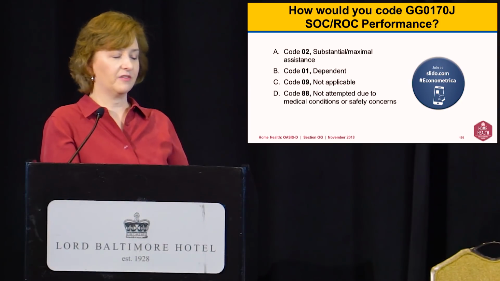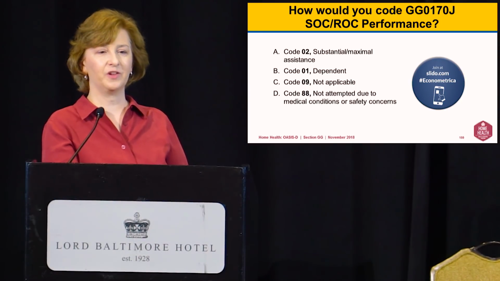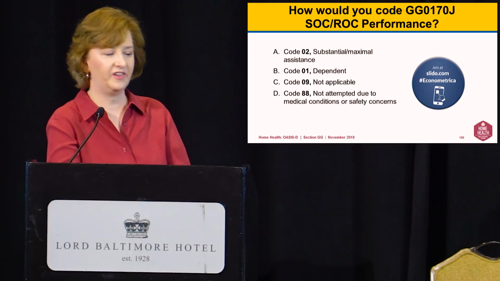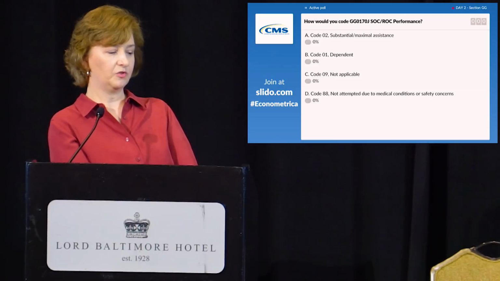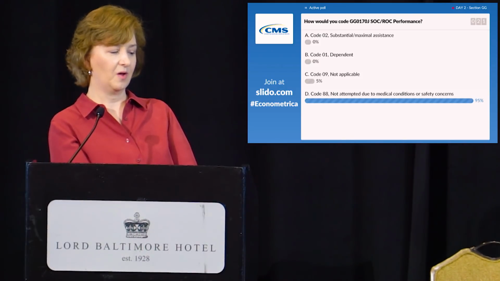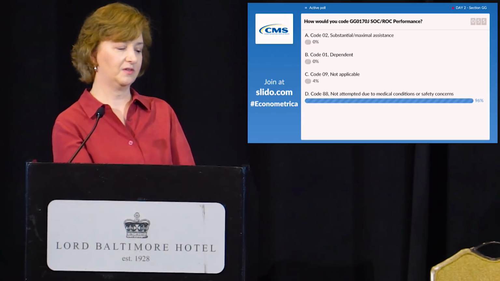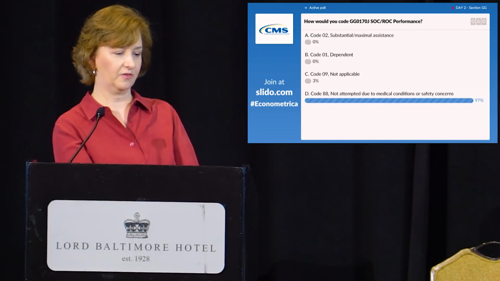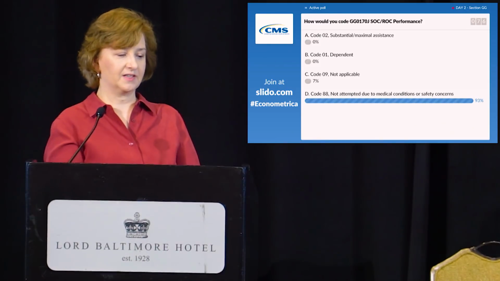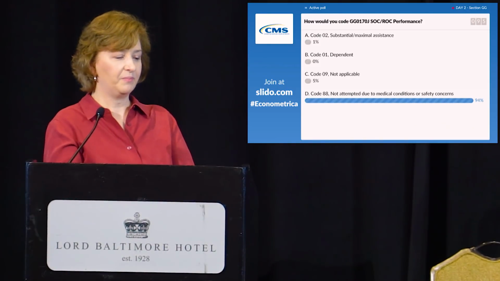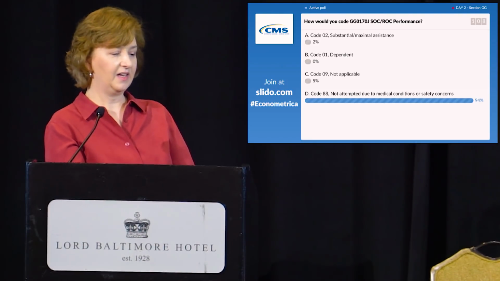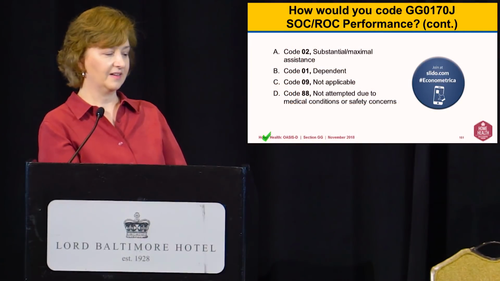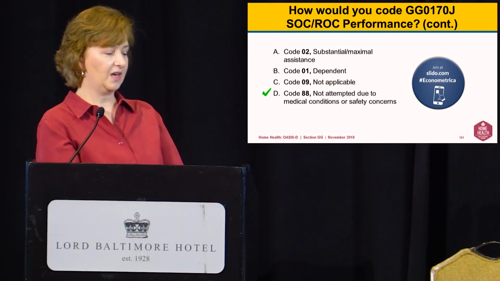Okay, so the options to code performance. Again, he had a recent stroke and is only able to walk 30 feet, and we're coding 50 feet. So would you code him 02, substantial maximal assistance, 01, dependent, 09, not applicable, or 88, not attempted due to medical condition or safety concern? Looks like we've got about 85 people who have answered, and it looks like most people are coding 88. I do agree with that. So here's the right answer, 88.